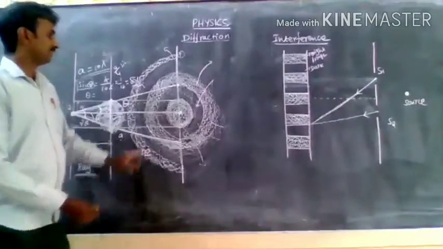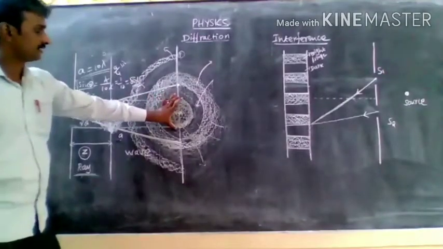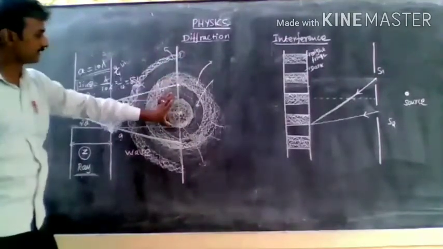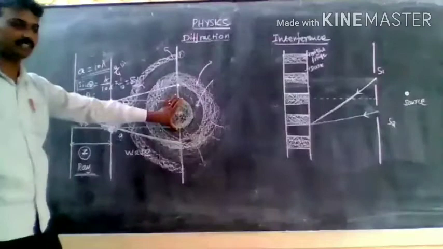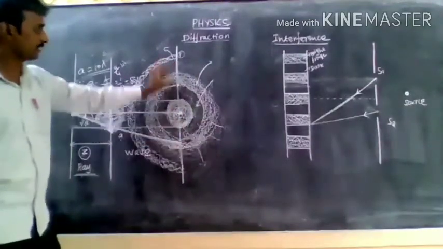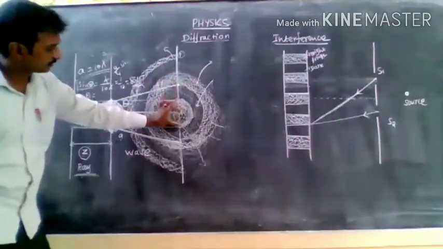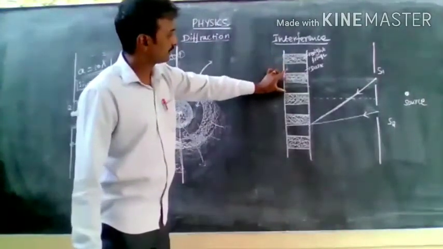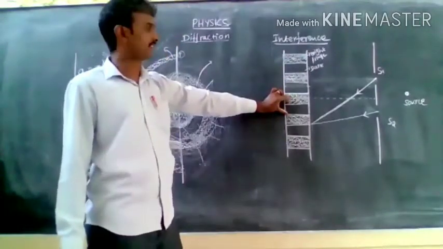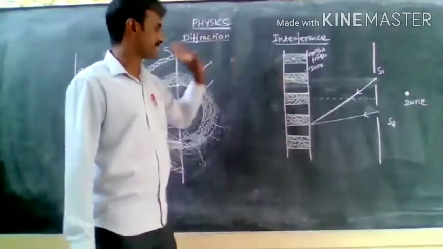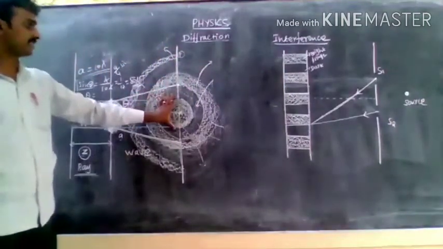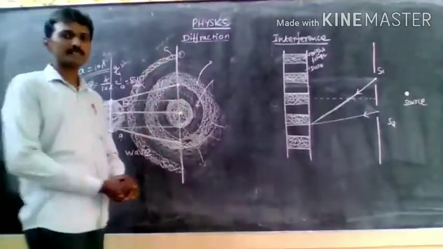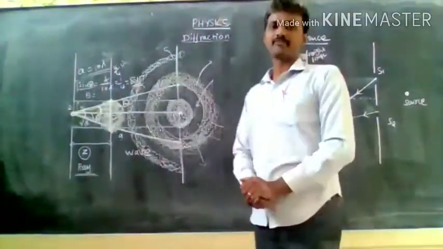Next, the size of each fringe differs in diffraction. The central bright fringe is twice the size of the first bright fringe. So its size becomes 2 times. But here, in interference, all the fringes are equally spaced, but in diffraction, the fringes are not equally spaced. So these are all the differences between diffraction and interference fringes.